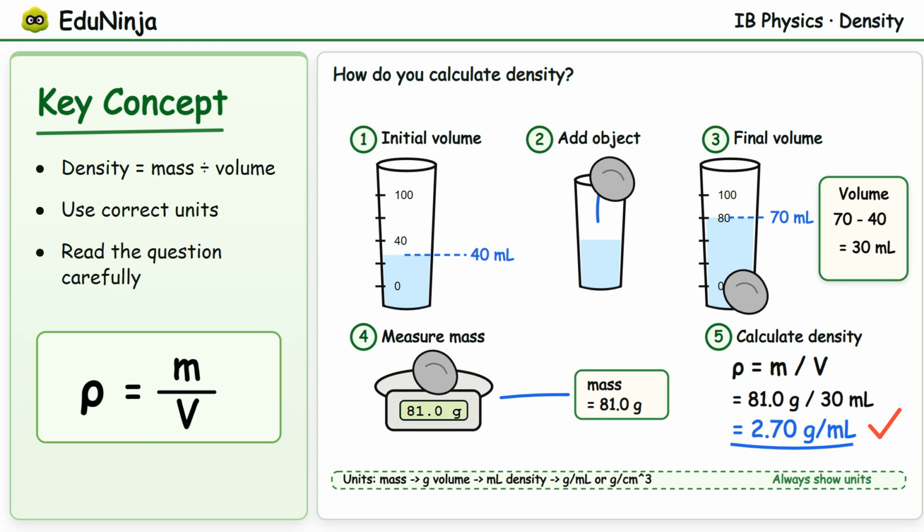So the checklist is simple. Identify the mass, find the volume, divide mass by volume, and write the correct unit. In the next section, we can use real EduNinja exam questions from this density topic to practice the same steps.